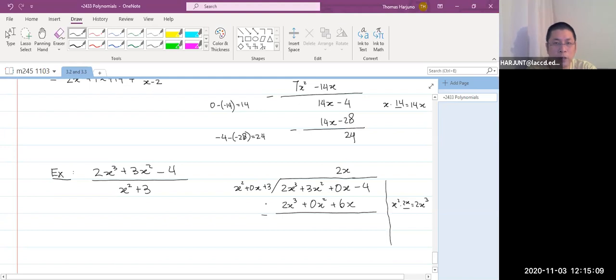When I subtract, the first term disappears, cancels. The second term is actually quite easy. 3 minus 0 is just 3, 3x squared. Now 0 minus 6 is negative 6 though. Okay, so this is negative 6x and then minus 4. Now then, x squared times what equals 3x squared.